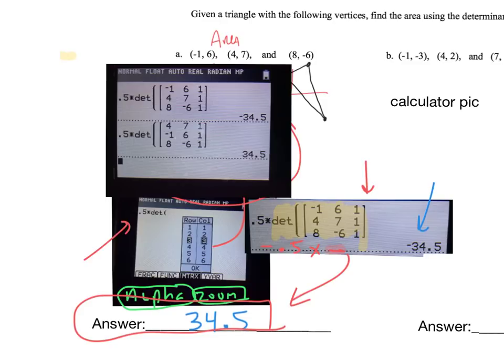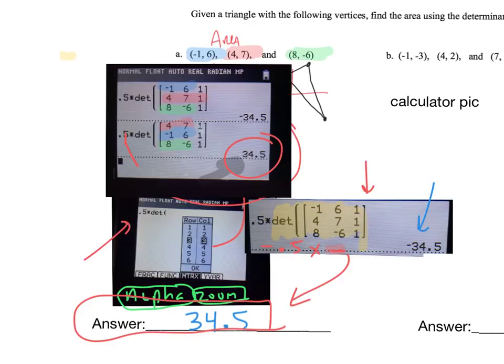Now I wanted to show you something else. I put the points in the matrix in quote-unquote order. So I put the -1, 6, the 4, 7, then the 8, -6. But it doesn't matter the order that you put your points. Let's say I would have put the 4, 7 first, then the -1, 6, and then the 8, -6. You see the determinant would have turned out to have been a positive 34.5. Since the determinant is positive, we would just simply multiply it by positive a half to get the same 34.5 as the answer.